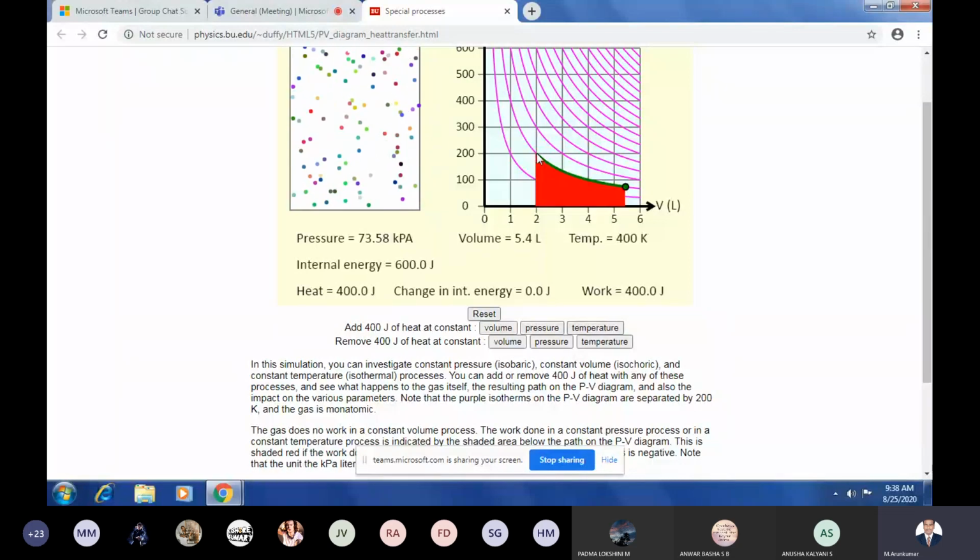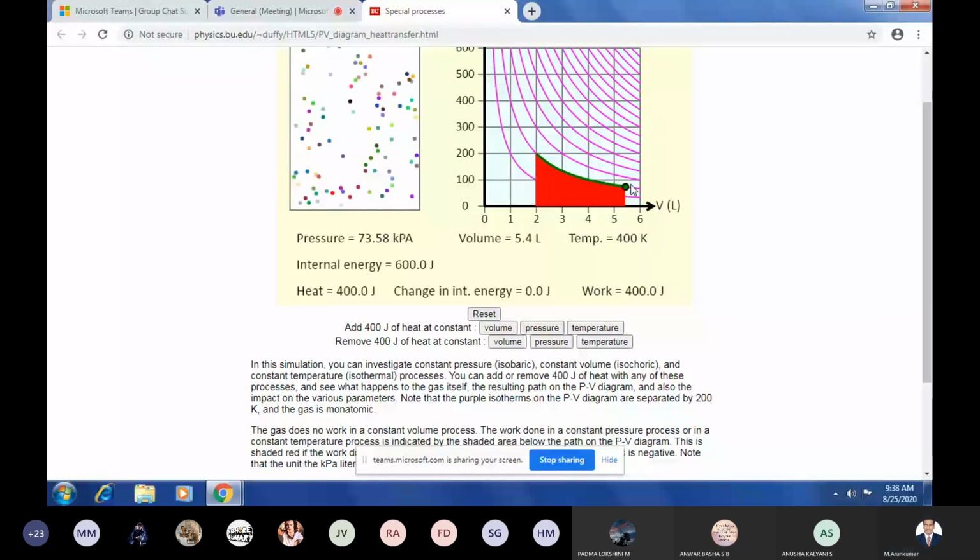So at the initial stage, the P1, V1 and T1 will differ. On the final point, P2, V2 and T2 will differ. So this is one point function. This is one point function.